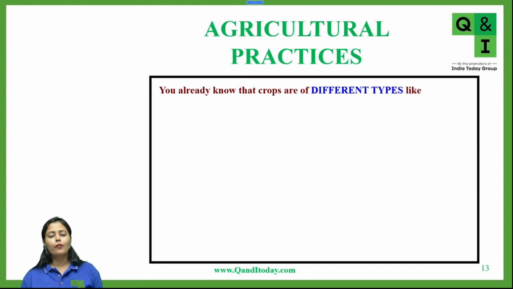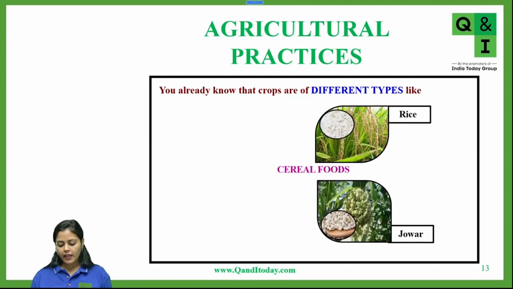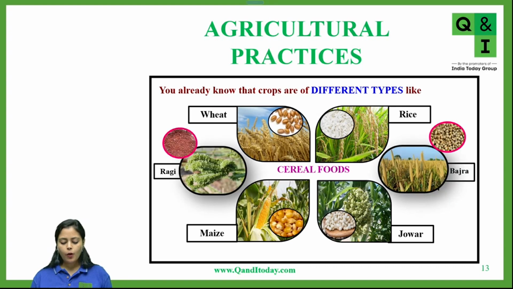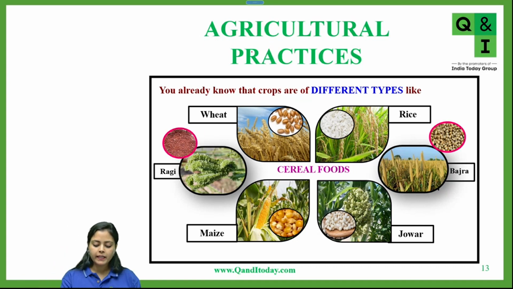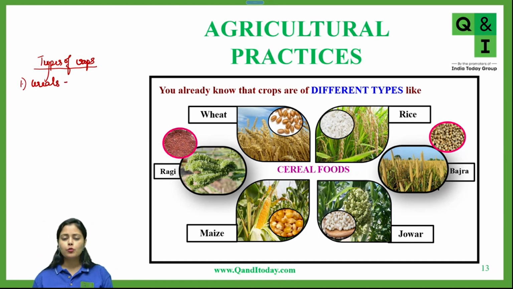Now, crops are of different types. The first type of crops are your cereal foods. Cereal foods, for example, can be rice, jowar, maize, wheat, bajra, or ragi. So, when you are writing the types of crops, here we are defining the types of crops based on the food which we are getting from them. So the first one would be cereals. Now cereals, you may not need to remember all the examples. Just memorize 1 or 2 examples like wheat, jowar, bajra.